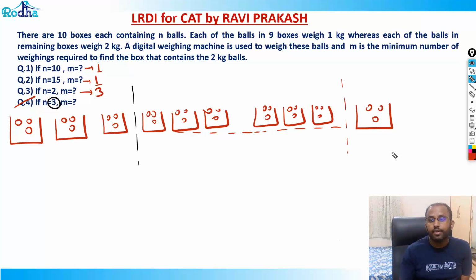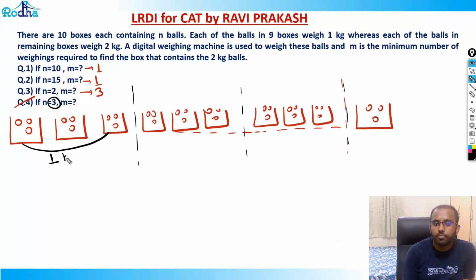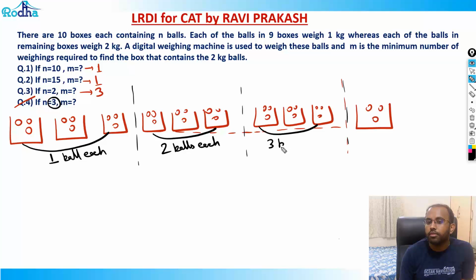In the first weighing, to reduce the number of weighings, I'll pick distinct numbers. From the first 3 bags, I'll pick 1 ball each. From the second set of 3 bags, I'll pick 2 balls each. For the third set of 3 bags, I'll pick 3 balls each. Now stop here, guys, and understand this point.